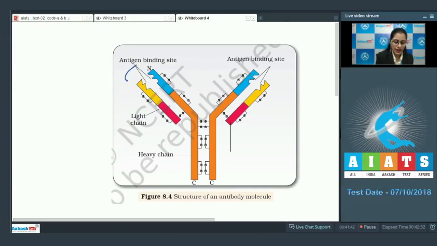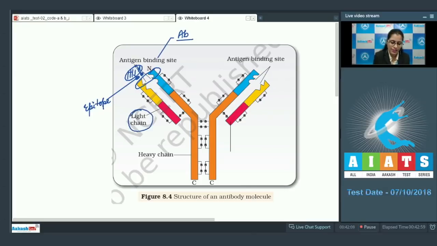Suppose this is your antigen and these are the epitopes. Epitopes are the antigen determining sites on antigen. And this epitope is recognized by this antigen binding site which is present on antibody. Now, what does this antigen binding site on antibody consist of?